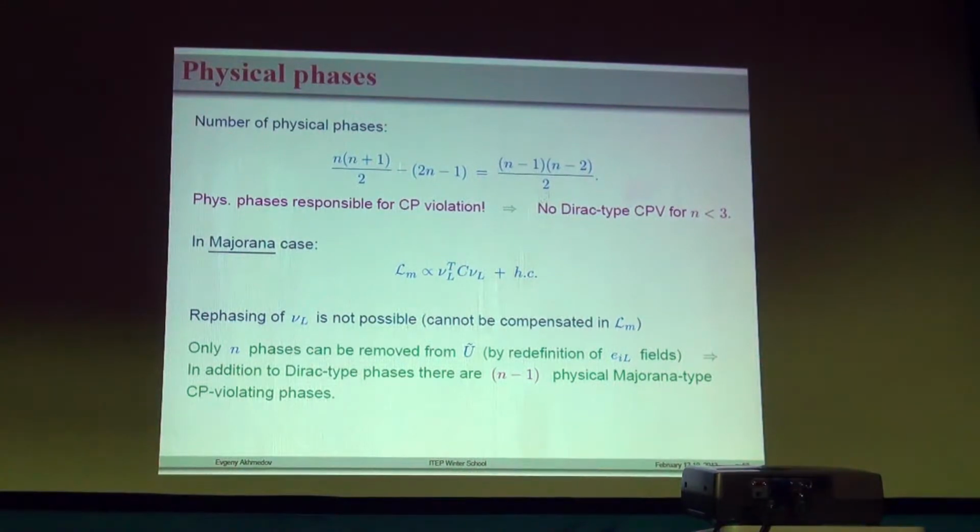The n-1 phases, which we could remove in the case of the Dirac neutrinos, cannot be removed in the Majorana neutrino case. They are physical. And for 3 neutrino species, which is a realistic case, we have 2 Majorana phases. These are 2 additional CP violating phases in the Majorana case, and as we shall see, they are in principle observable. They can lead to observable consequences.